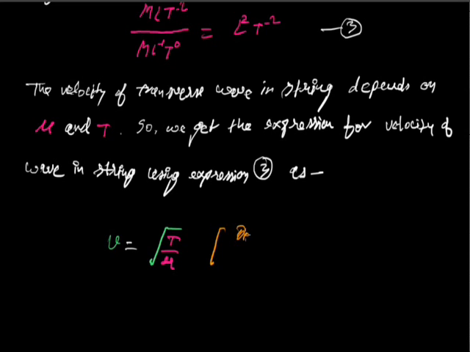the dimension of velocity is L T to the power minus 1. So we have got the expression for the velocity of the transverse wave in that string, and we denote it as equation number 4.